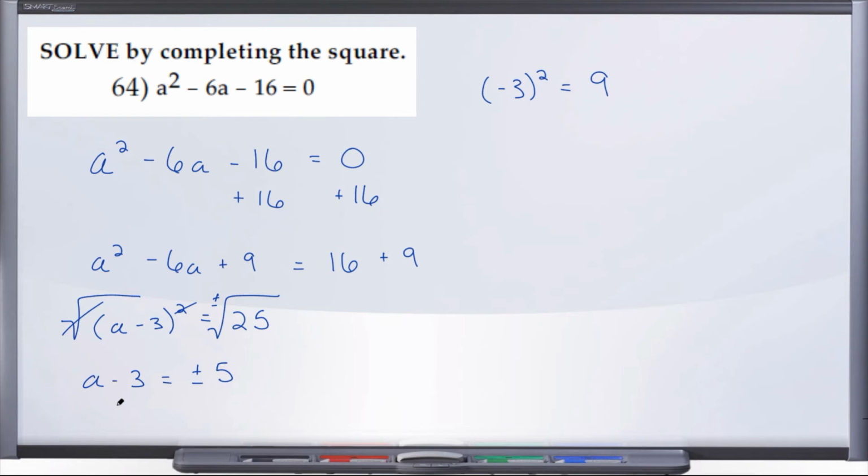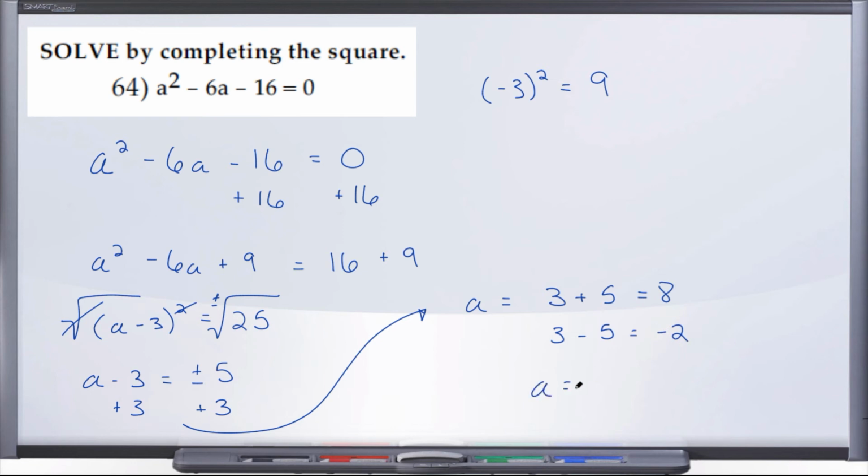And finally, solving for a here, we'll add 3 to both sides. And that's going to leave us with a equals 3 plus 5, which is 8, and a equals 3 minus 5, which is negative 2. So a equals negative 2 and 8.